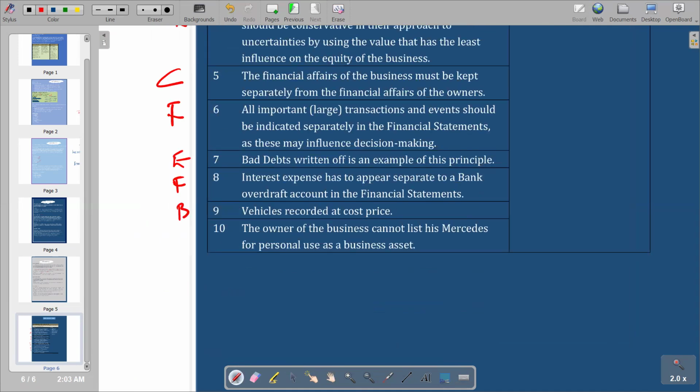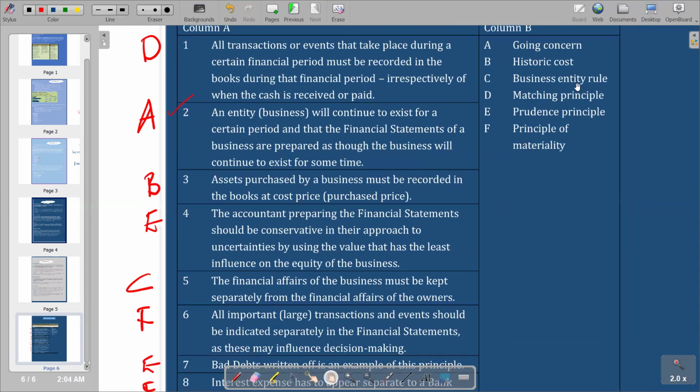When you go to 10, the owner of the business cannot list his Mercedes used for personal use as a business asset. Again, this is the business entity rule. We have it at C.